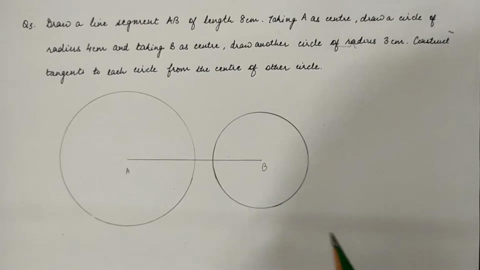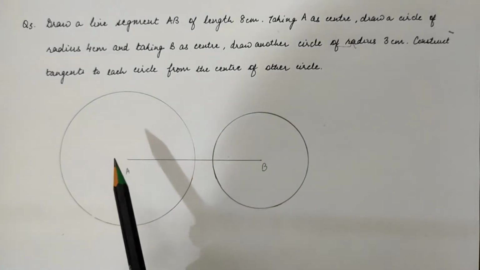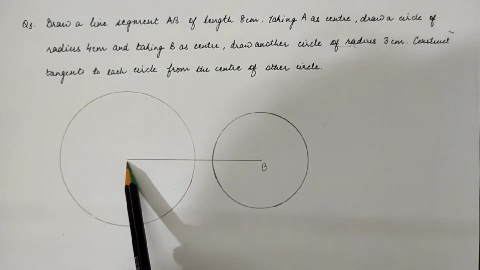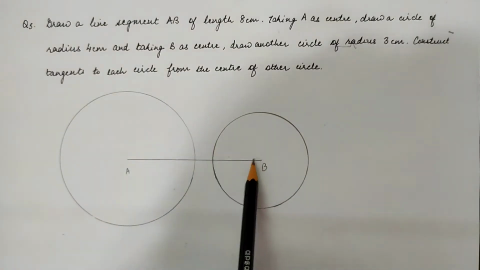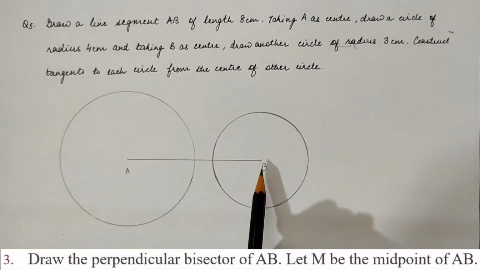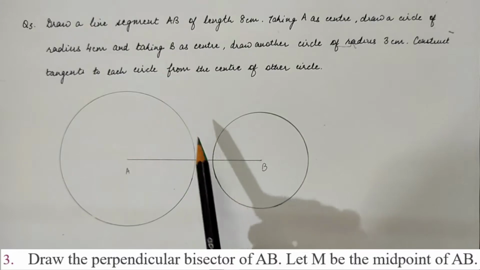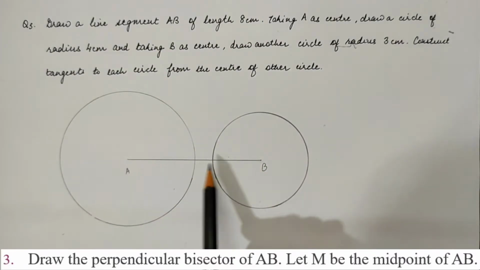So what is the next step to be done? Construct tangents to each circle from the center of the other circle. So from A, I need to construct tangents to the circle with center as B, and from B I need to construct the tangents to the circle with center A. So first, if I want to draw the tangents from point B to the circle with center A, I'll be drawing the perpendicular bisector of this AB.